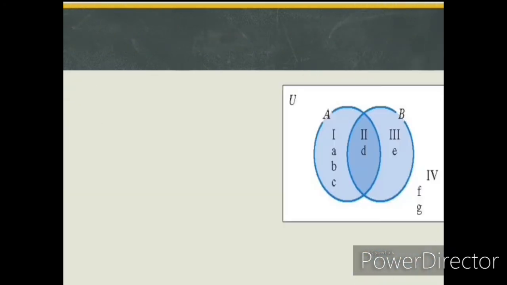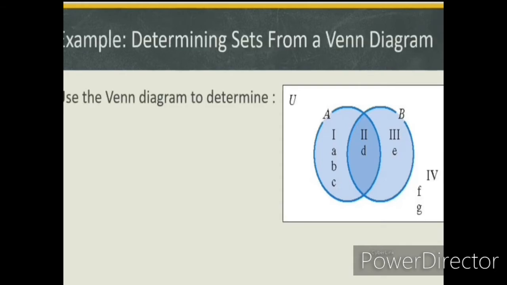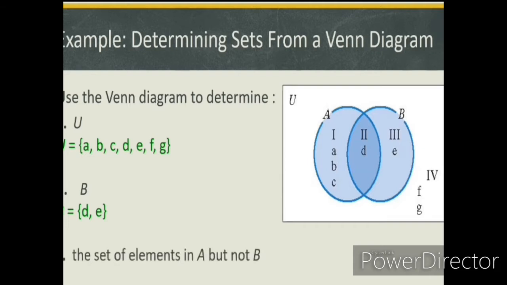Okay, let us have some examples. Determine the elements of the universal set. So of course, if we will say universal set, it pertains to all elements in the rectangle. So that would be A, B, C, D, E, and F. Next, what are the elements of B? So that would be D and E. How about the set of elements in A but not in B? So that would be A, B, and C. Okay? So let us proceed to the next important information.